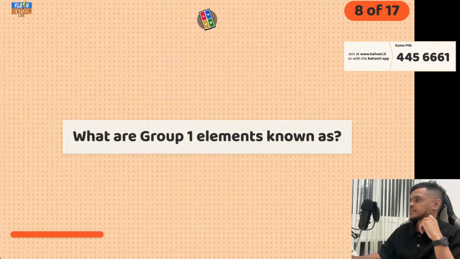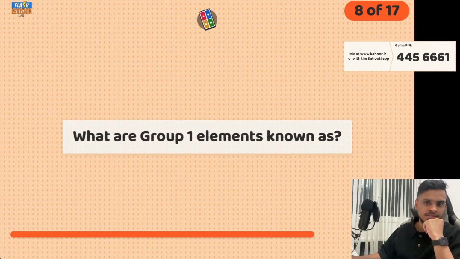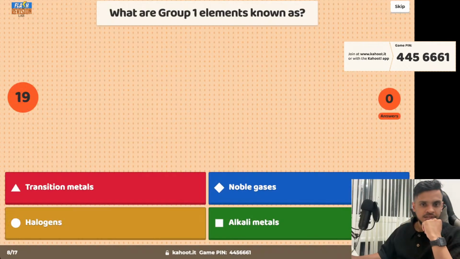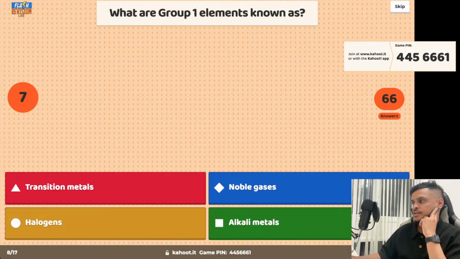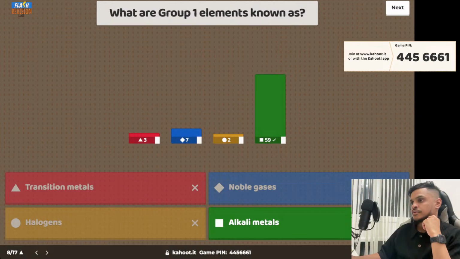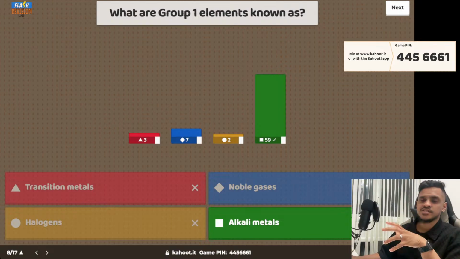Question 8 of 17. What are the group 1 elements known as? Transition metals. People would put that accidentally. Earth metals. No, not alkali earth metals. Alkali earth metals is actually group 2, but you don't need to know that for your GCSEs. Alkali metals is group 1. What are the other options? Noble gases, that's group 0, group 8. Halogens, group 7. Transition metals is that block in the middle of the periodic table.